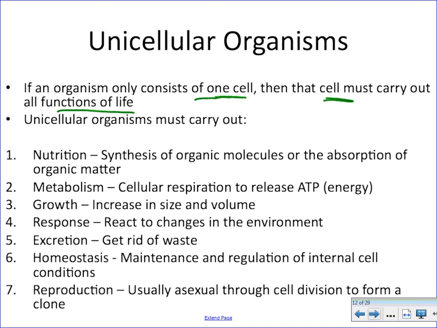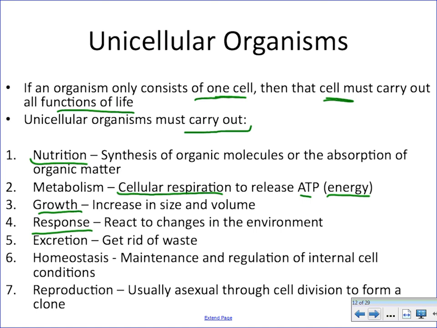So unicellular organisms must carry out a process of absorbing organic matter or synthesizing organic molecules in the form of nutrition. They have to be able to carry out cellular respiration to release ATP or energy. This process is metabolism. They have to be able to grow and increase in size. And then, of course, because there are going to be changes in their environment, that cell has to be able to respond to those changes and react appropriately to them.